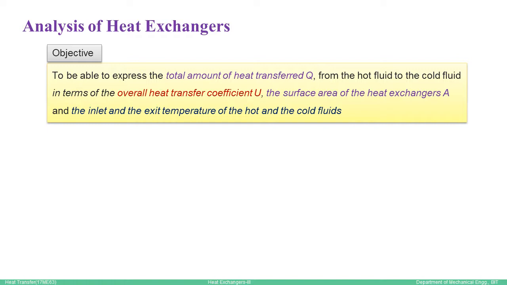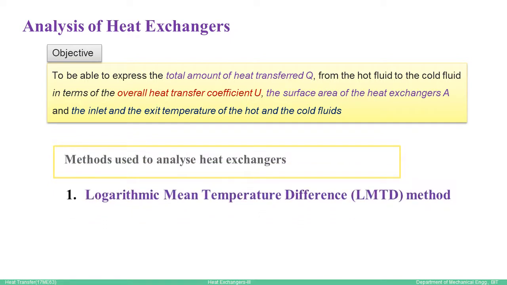And we can do this by using two different methods. One is the logarithmic mean temperature difference method or LMTD method, and the other one is the effectiveness number of transfer units method. So in this session I am going to explain about logarithmic mean temperature difference for different cases of heat exchangers like parallel flow, counter flow, cross flow, and also multipass flow heat exchanger.